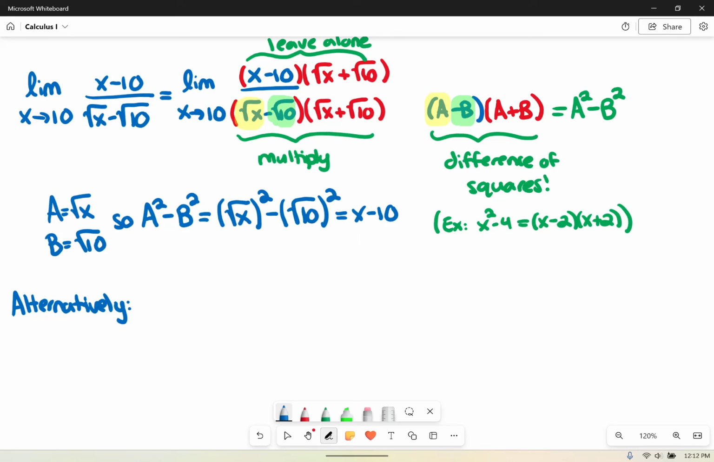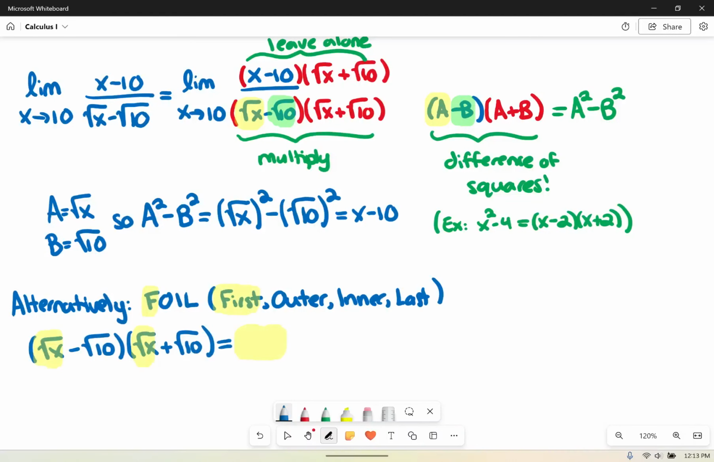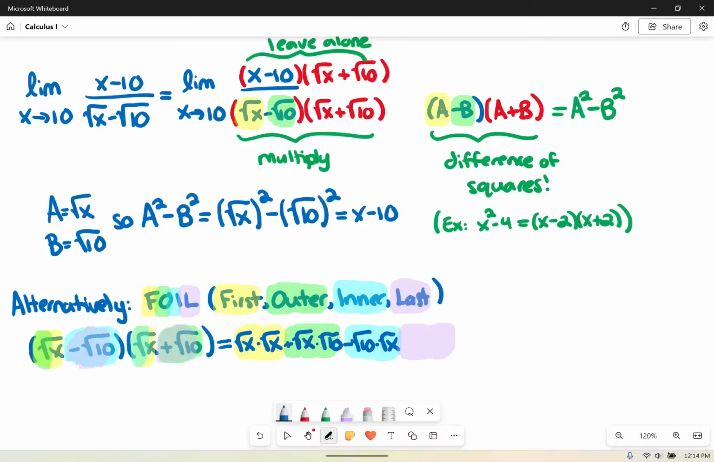If we wanted to multiply out the long way, we could, and I will here just to remind you of how to multiply binomials, since that is an important skill on its own. Personally, I use the FOIL mnemonic. First, outer, inner, last. First is square root of x times square root of x. Outer is square root of x times square root of 10. Inner is negative square root of 10 times square root of x. And last is negative square root of 10 times square root of 10.